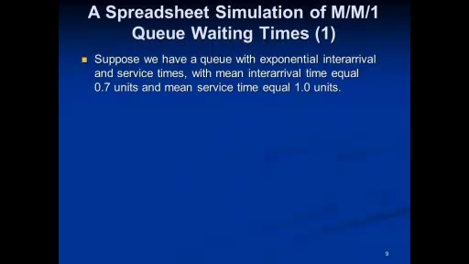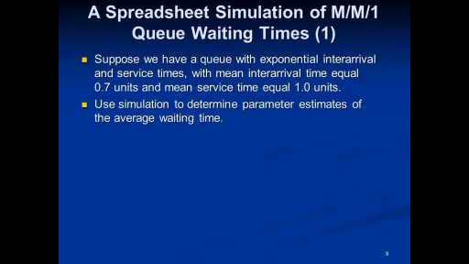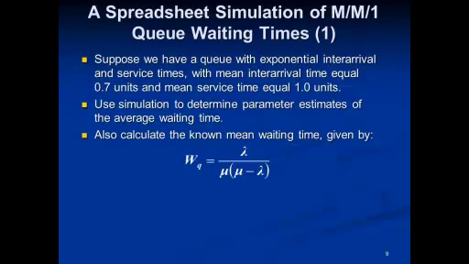In this particular model, what I used was an inter-arrival time of 0.7 units and a mean service time of 1.0 units. What this will ensure is that this is a stable model, because the ratio between the service time and the arrival time is going to help us have a stable model.